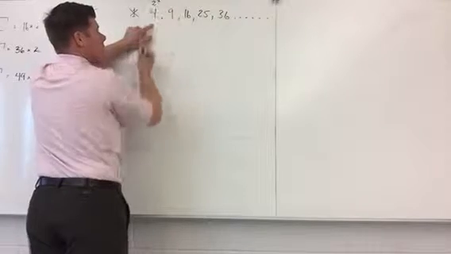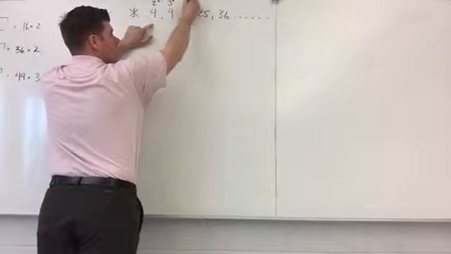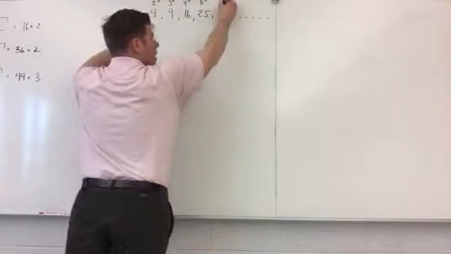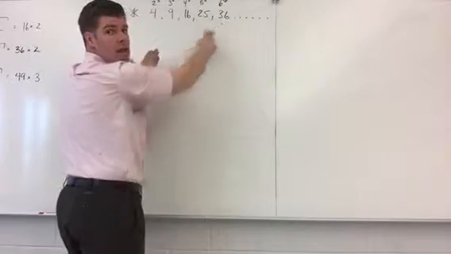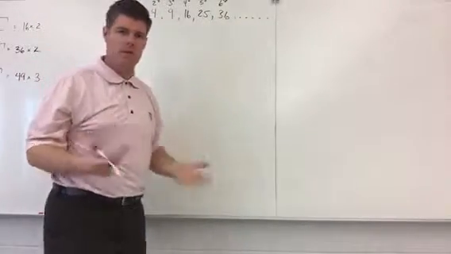If I square 2, I get 4. If I square 3, I get 9. If I square 4, I get 16. If I square 5, I get 25. If I square 6, I get 36. These are the ones that we're worried about. These are the ones we're trying to find somehow, some way.